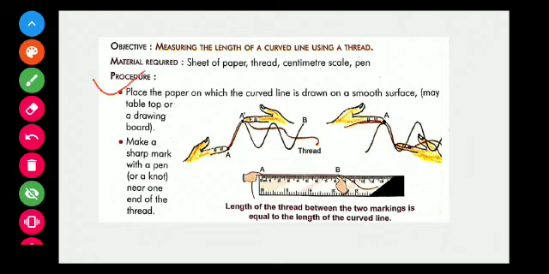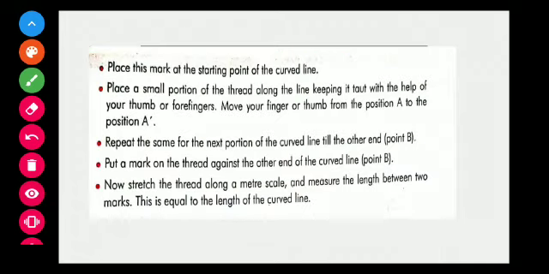Place a paper on which the curved line is drawn. We draw a curved line on a paper. First of all, make a sharp mark with a pen near the end of the thread. The first end of the thread is A, and this is the starting point of the line. So make a small mark at this point on the thread. Next, place this mark at the starting point of the curved line. Your starting point is A.